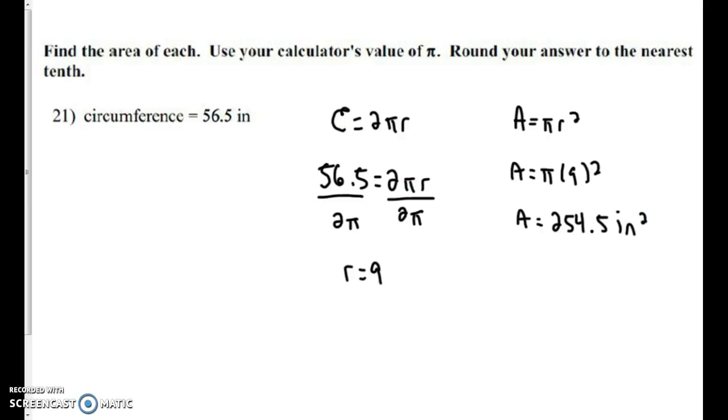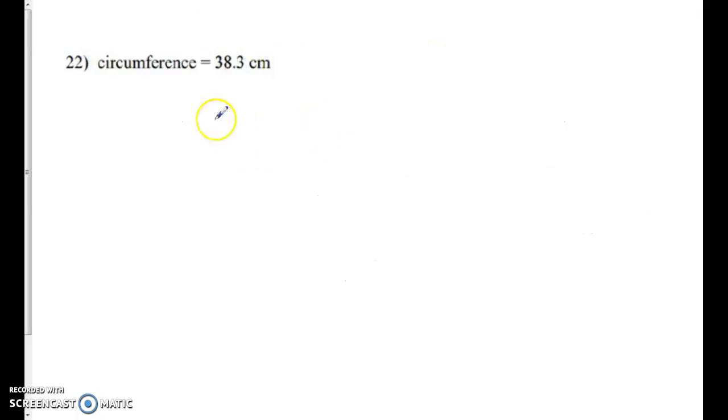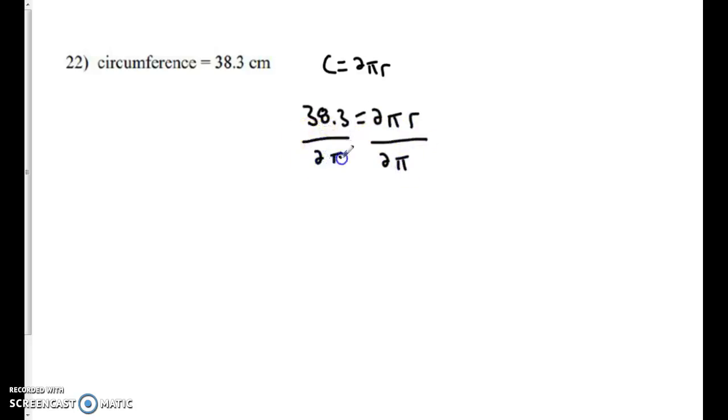Just to double check, let's look at 22. In this case, I know circumference is 2 pi r, so 38.3 equals 2 pi r. I'm going to divide both sides by 2 pi. So I'm going to take 38.3 divided by 2 pi, putting 2 and pi in parentheses when I do that. And I got the radius to be 6.1.